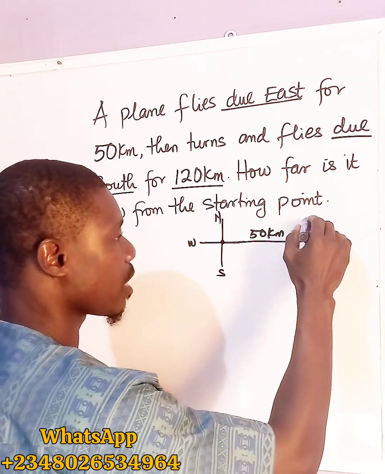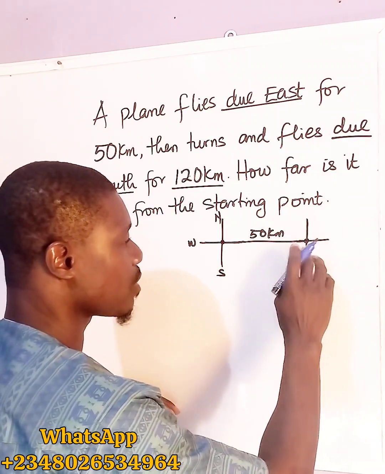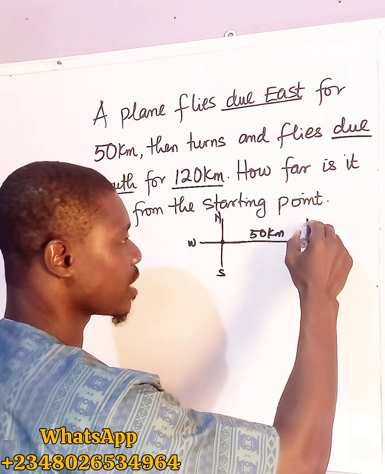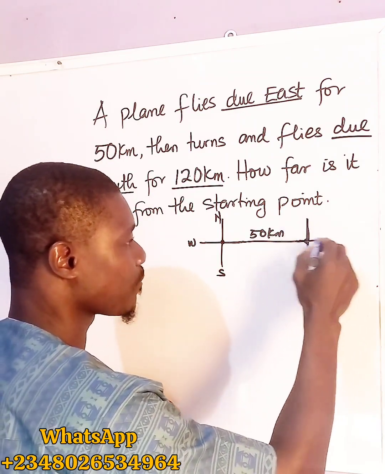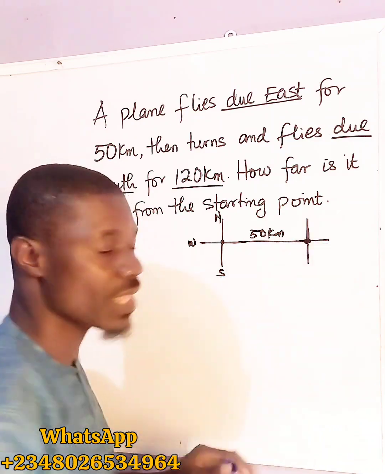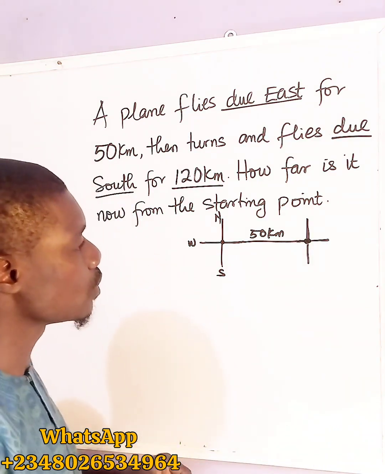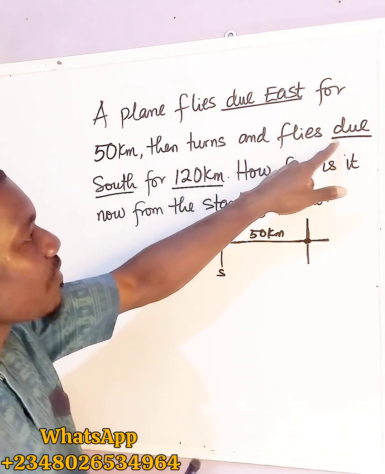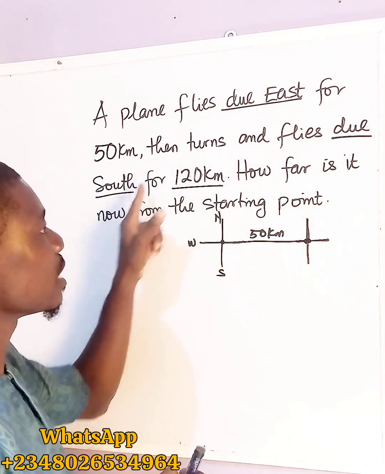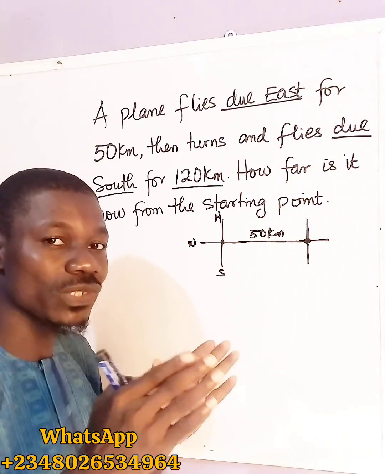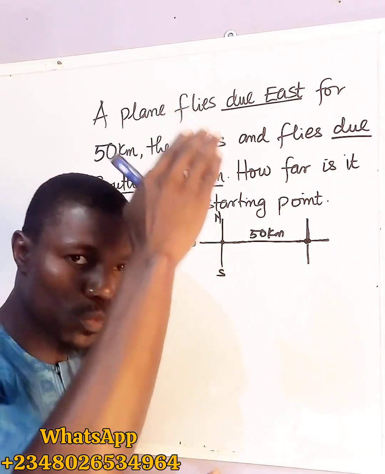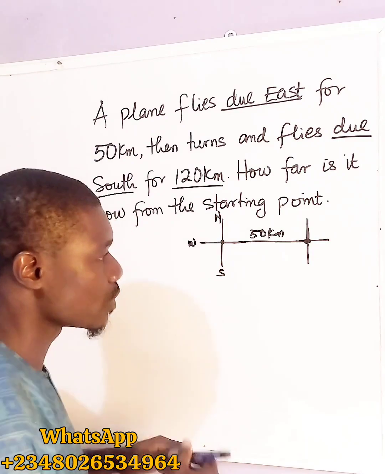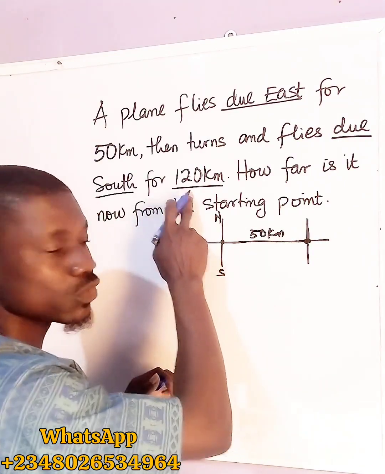Now we will draw our cardinal points again. The reason why we are doing that is to ensure that at every point in time there is always a cardinal point. So then it flies due south. Okay, it turns and flies due south, which means it went southward without deviating. So which means at 120.